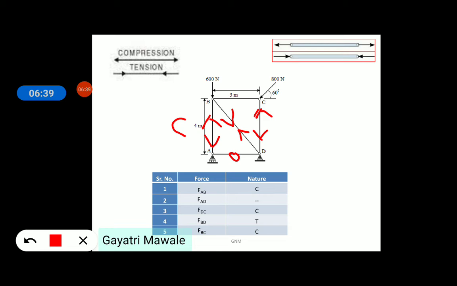Further, force in the BC member is again compressive, and compressive force in the BC member can be shown with two arrows like this. This is how we can show the nature of different forces along members of the trusses.